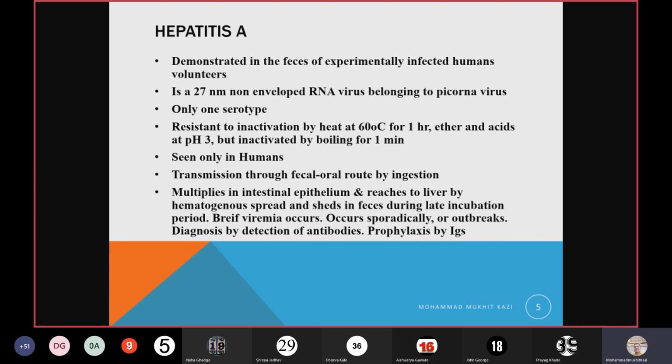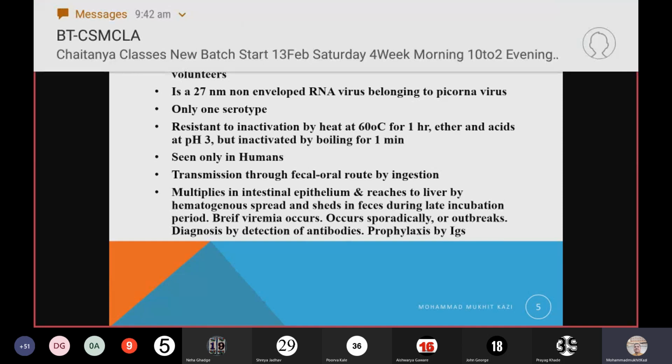It's almost 12 or 15 years back, and there were lots of cases reported during that time. It was, I think, 2004, probably. Occurs sporadically or as outbreaks. Diagnosis is by detection of antibodies.